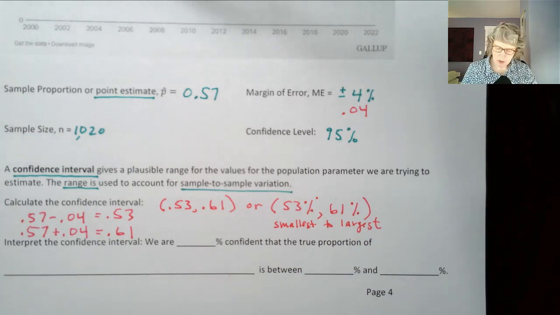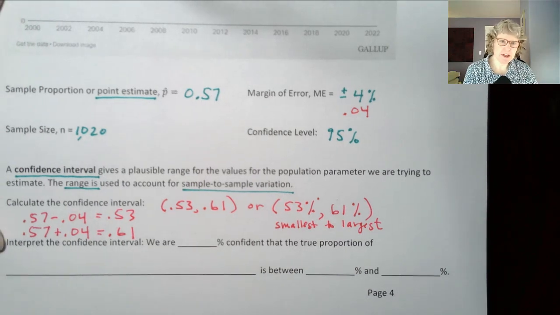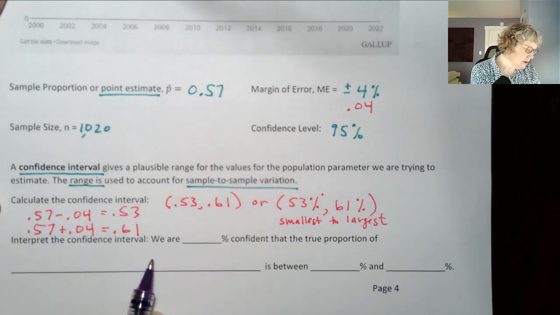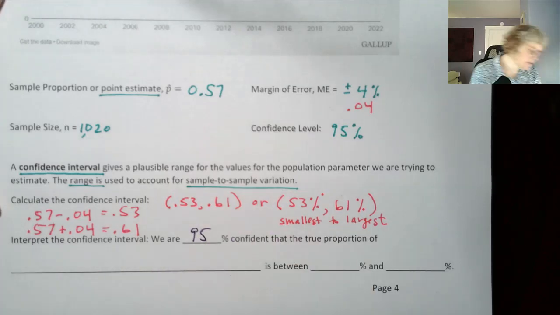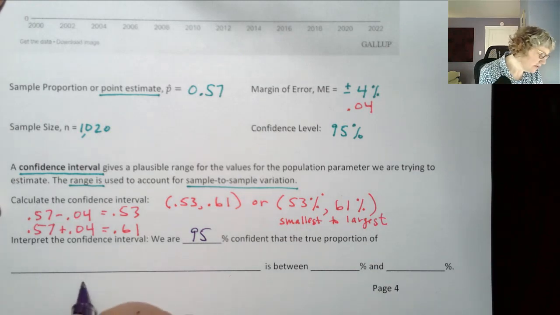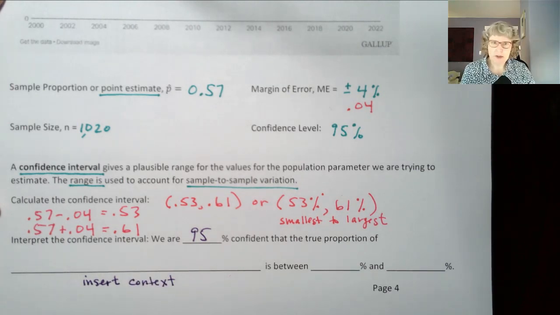Here's the interpretation of what this means. It's kind of like a fill-in-the-blank interpretation. It's a little bit formulaic. To interpret the confidence interval, we are blank percent confident, so we're 95% confident that the true proportion of blank, this is what we're trying to estimate, this is our parameter, is between blank and blank percent. So it's like insert context here. We're inserting our parameter that we're trying to estimate.